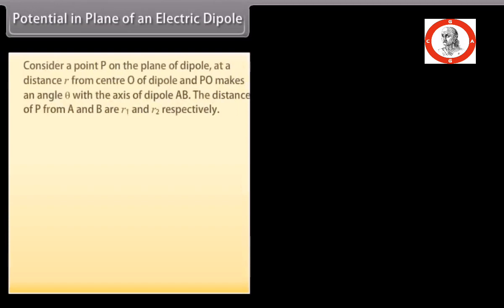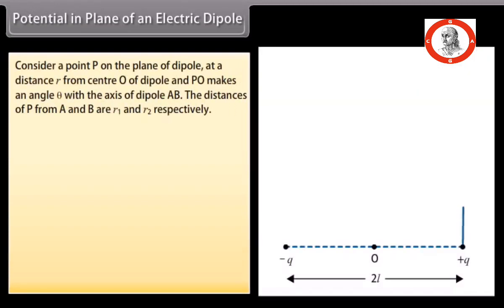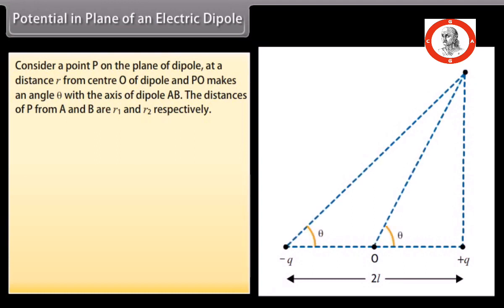Potential in plane of an electric dipole. Consider a point P on the plane of dipole at a distance r from center O of dipole and PO makes an angle theta with the axis of dipole AB. The distances of P from A and B are R1 and R2 respectively.